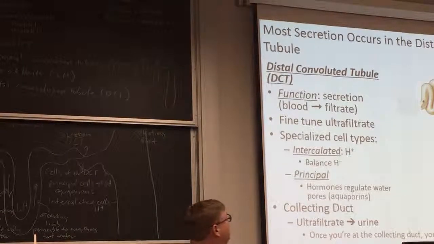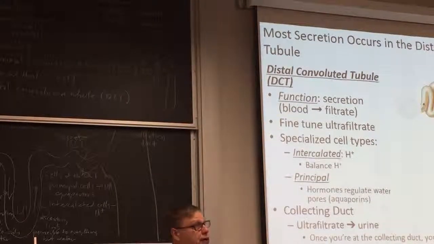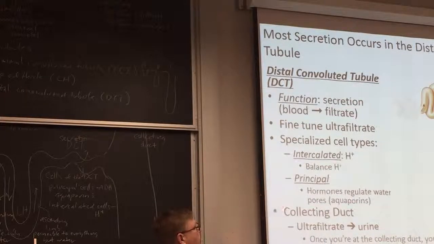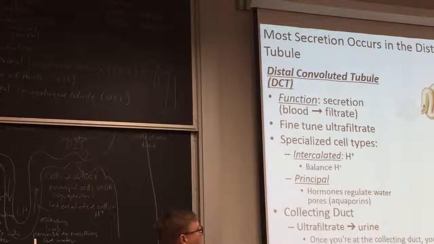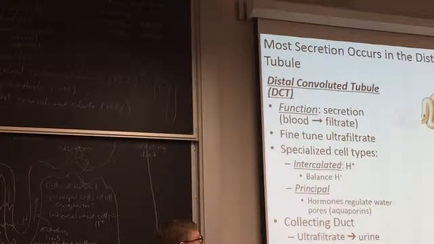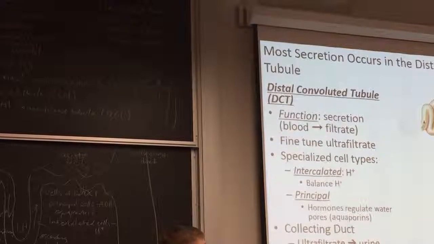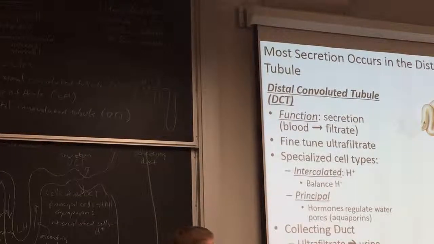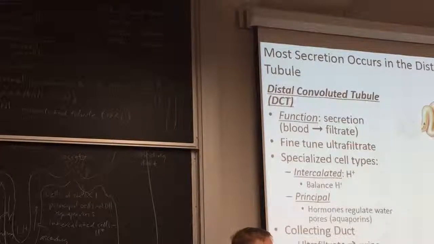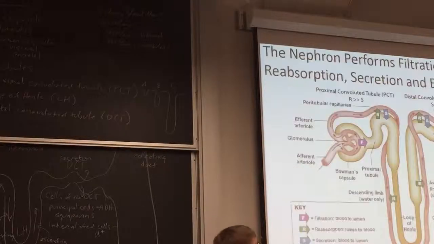water. The distal convoluted tubule, we said, its function is primarily secretion, right? Taking stuff from the blood, putting it in the filtrate, and it's to get rid of junk we don't want. The specialized cells, we talked about the intercalated cells for hydrogen, and the principal cells, which regulate water through the aquaporins and ADH. So there's your collecting ducts for the ultrafiltrate.